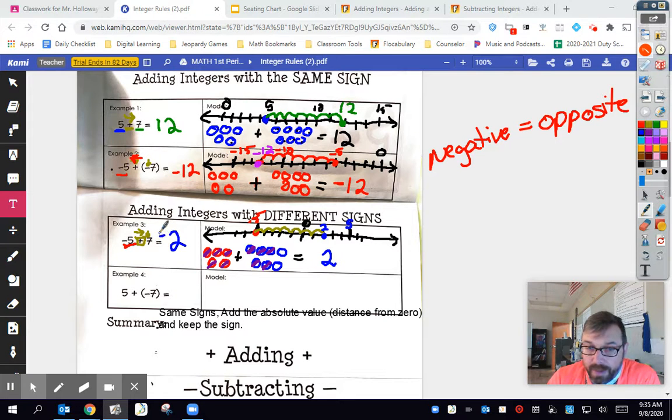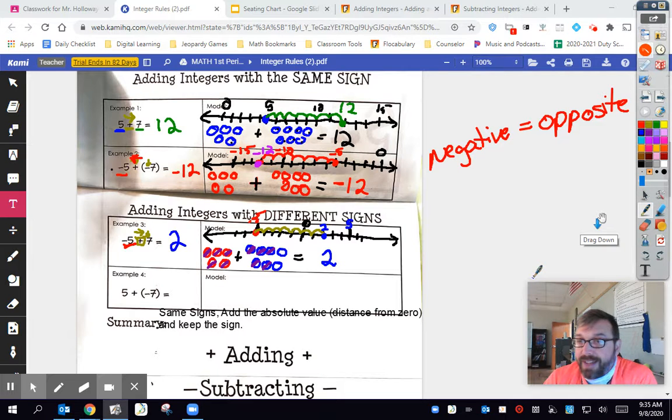Little fact, I could write the plus symbol there, but it's completely unnecessary. Nobody's going to require you to write the plus symbol. Negative symbol always has to be written, but the positive symbol does not.